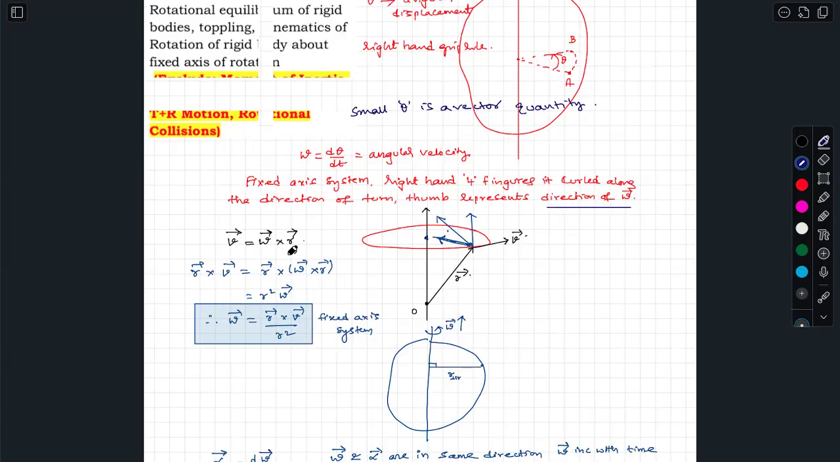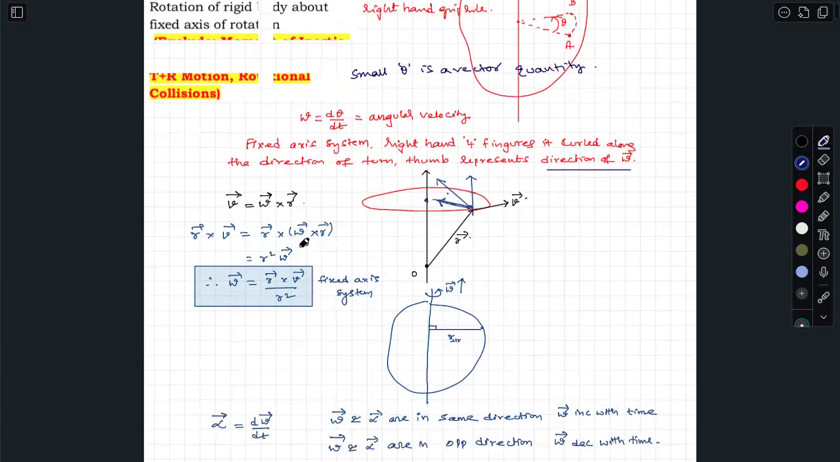I'm not teaching this again, I'm just highlighting it. Linear velocity and angular velocity are related as V bar equals omega bar cross R bar. This is one relation. All these things we have already done in the circular motion chapter very recently. Similarly, if you want omega bar, this is another way: omega bar equals R bar cross V bar by R squared. Remember, these are allowed only for a fixed axis system.